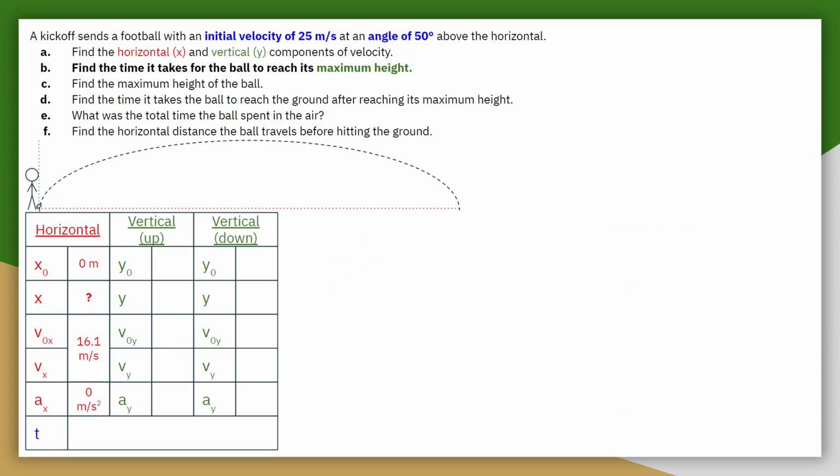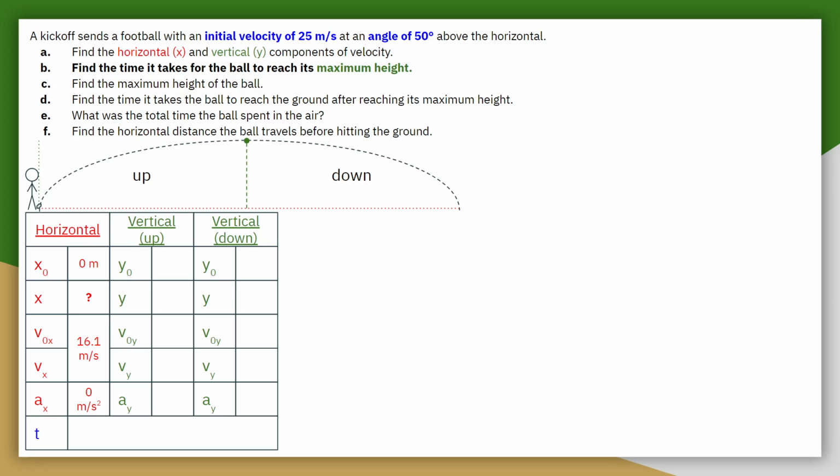To figure out the amount of time it takes to reach its maximum height, it might be useful to actually break up our vertical variables into two parts: the vertical variables while the ball is moving up to its maximum height, and then the vertical variables while it's moving down. Because really, here is where the ball would be at its maximum height. That looks like it's about the halfway point. It moves up, and then it moves down.